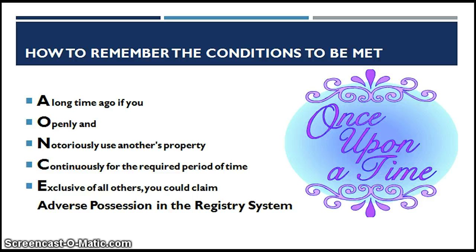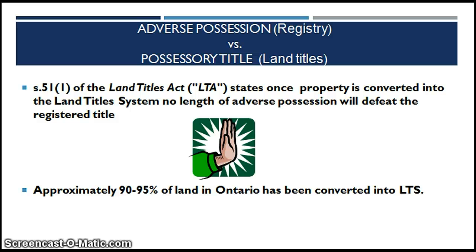So I just said that you can't claim adverse possession in land titles. What does that mean? Well, in land titles, you can't claim adverse possession. It's only available in the registry system. So Section 51 sub 1 of the Land Titles Act states that once property is converted into the land titles system, adverse possession cannot be claimed. And 90 to 95% of land in Ontario has been converted to the land titles system.